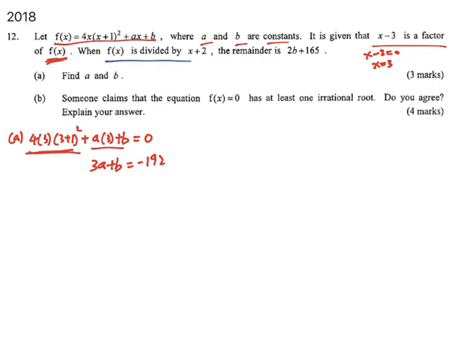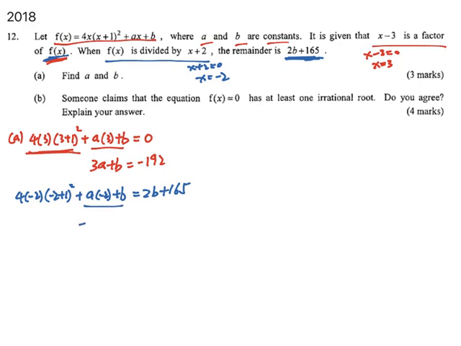When f(x) is divided by x plus 2, the remainder is 2b plus 165. For this, we'll use the remainder theorem. Put x plus 2 equals 0, that means x equals negative 2, and then substitute into the function again. Then the remainder is 2b plus 165. So let's substitute: 4 times negative 2 plus 1 squared, plus a times negative 2 plus b equal to 2b plus 165.